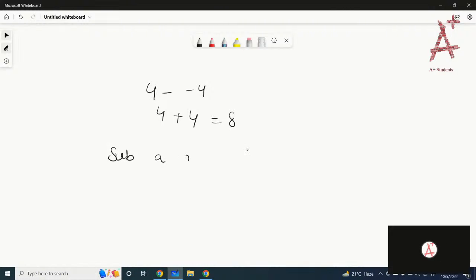Subtracting a negative is same as adding a positive. Got it?